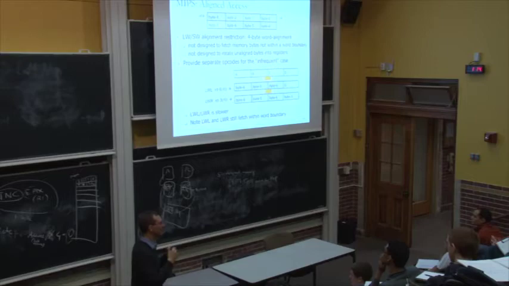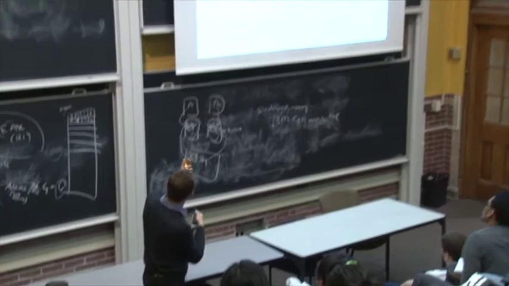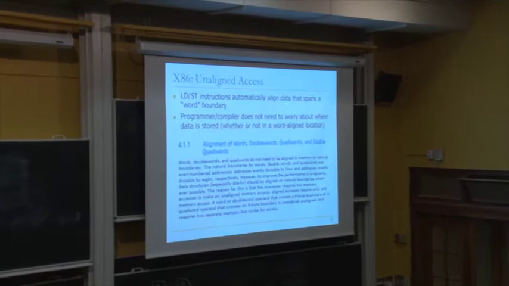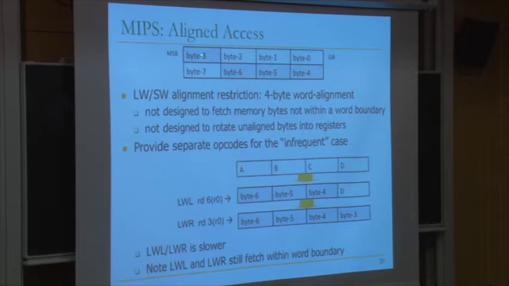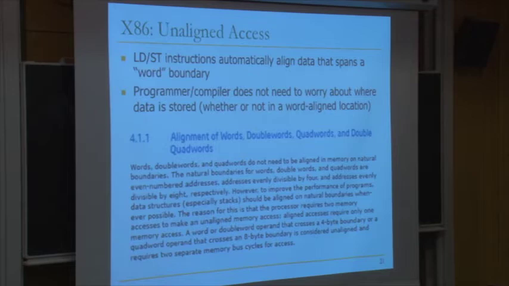Right. Okay, so if you look at x86, the choices, you can have unaligned access in x86. Load store instructions automatically align data that spans a word boundary. So in this case, if you have a load store instruction, and if you give it the beginning address of 3, and if you say you want to read a word from byte 3, you just get this word in your register. And the programmer or compiler doesn't need to worry about where the data is stored.